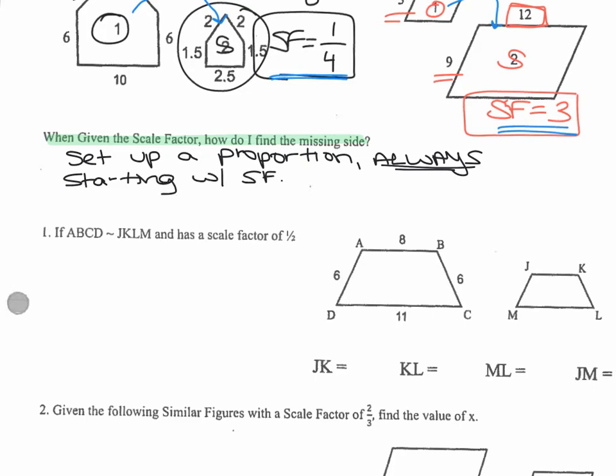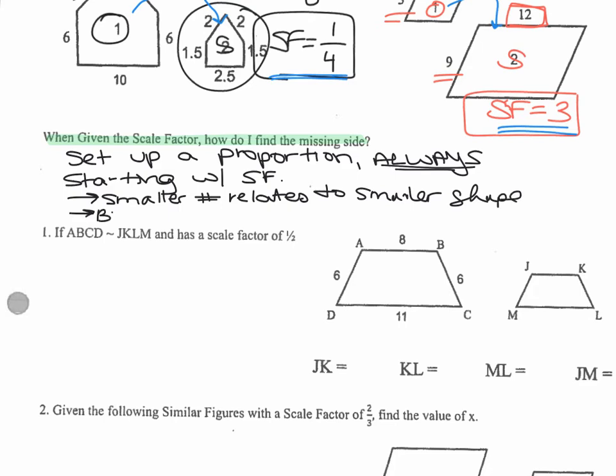So when I set up a proportion, I always start with the scale factor. Then I have two conditions. My smaller number relates to the smaller shape. And my bigger number, I'm just going to write big number, relates to the big shape.